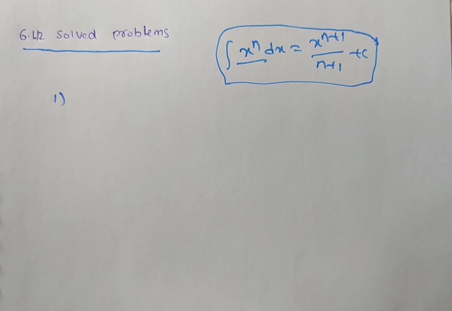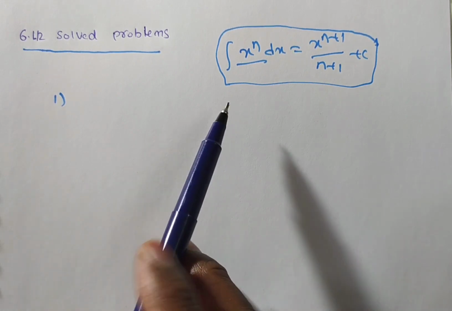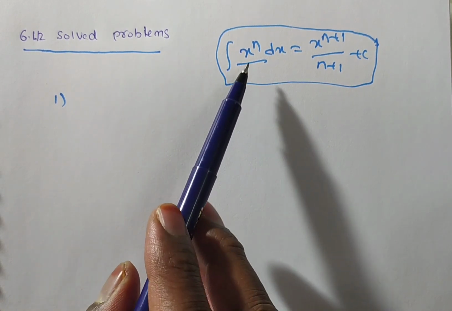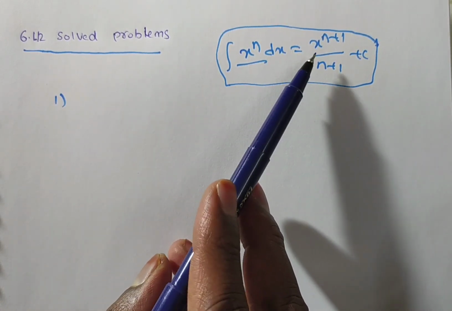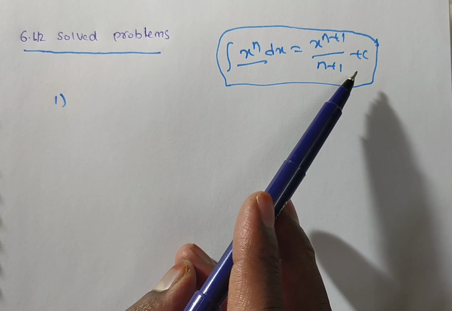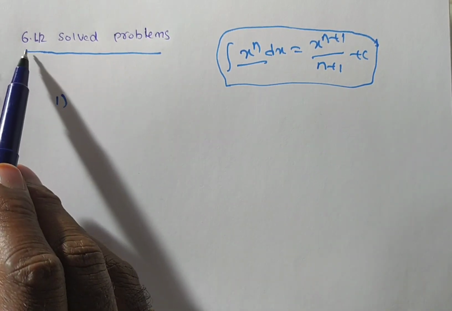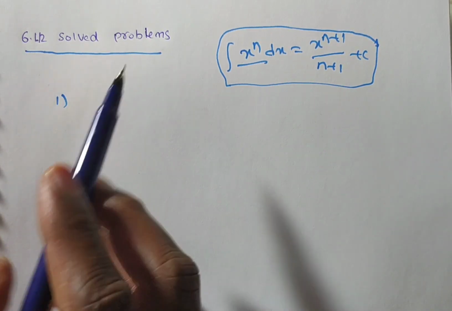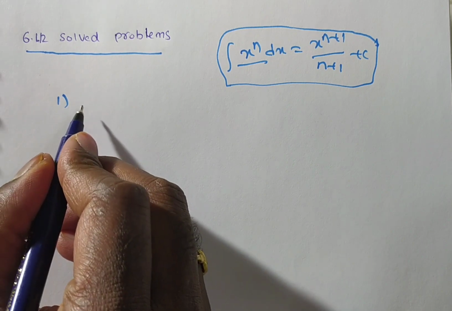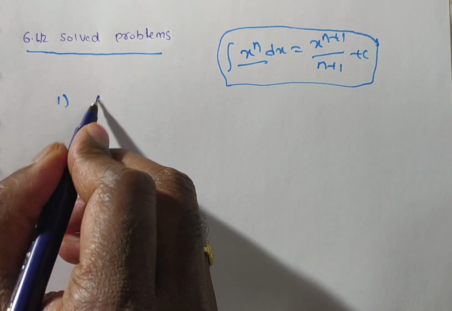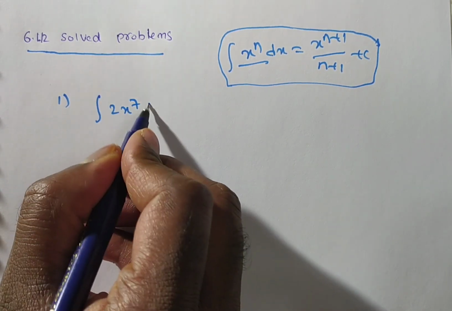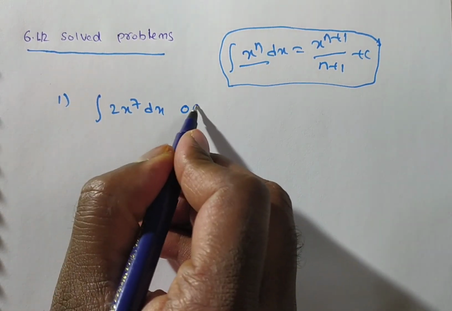Hi friends, in this video we are solving integration problems from the Telugu Academy textbook based on the first standard form, that is integral x to the power of n dx is equal to x power n plus 1 by n plus 1 plus c. For that I have chosen 6.1.12 solved problems. First, the given problem is evaluate or find integral 2x to the power of 7 dx on the real number system.